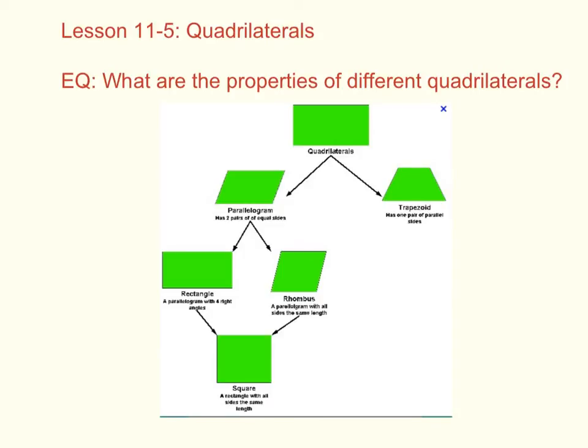This is lesson 11-5, quadrilaterals. Our central question: what are the properties of different quadrilaterals? So here's a really good picture of how quadrilaterals fit into each other. We have a trapezoid, parallelogram, which breaks down into a rectangle or rhombus, and then lastly they break down to a square. So take a good look at those and read about each of the different quadrilaterals.